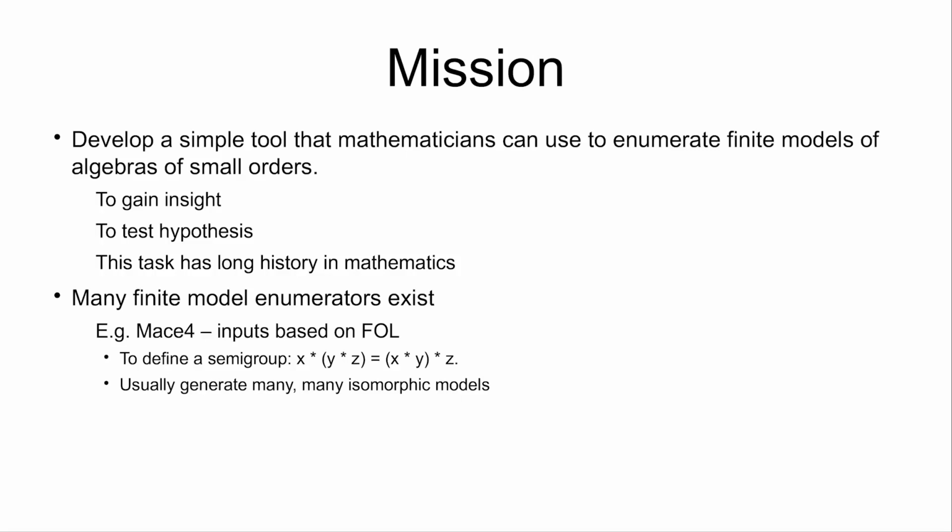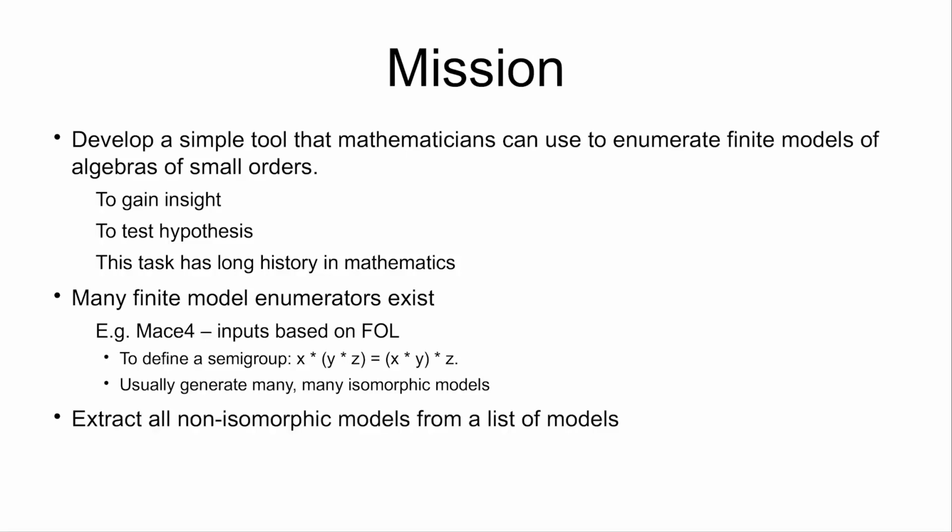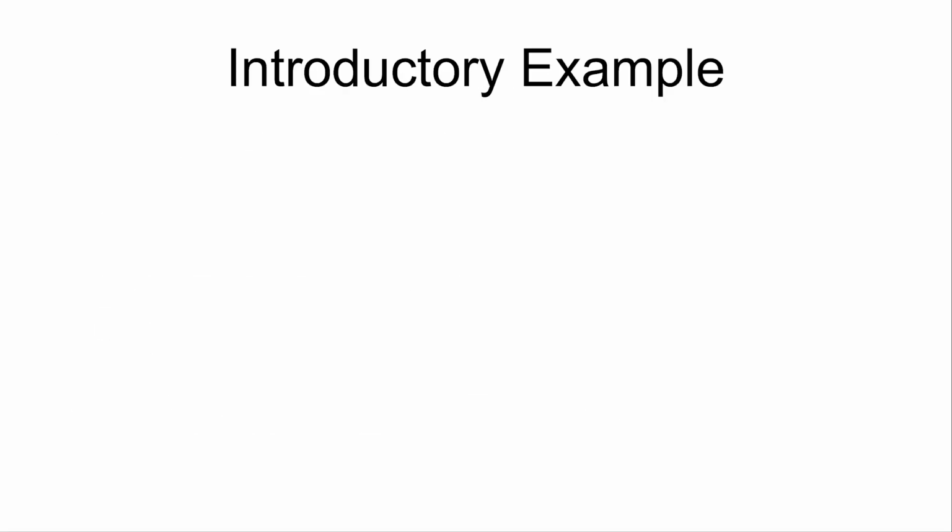Now, if two models are isomorphic, then we need only one of them because the second one does not provide any new information. We therefore need to extract the non-isomorphic models from a long list of models, and this is where our new algorithm comes in.